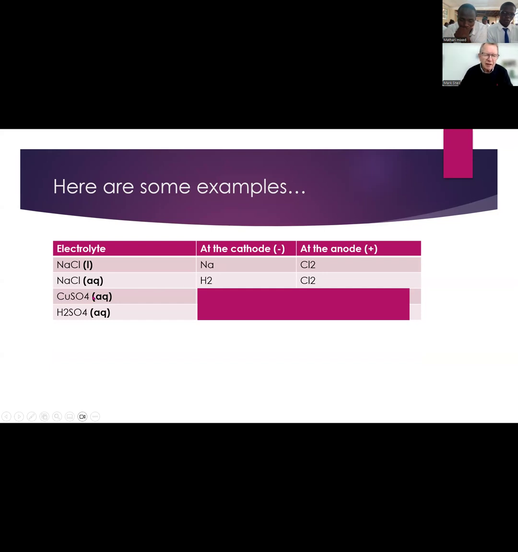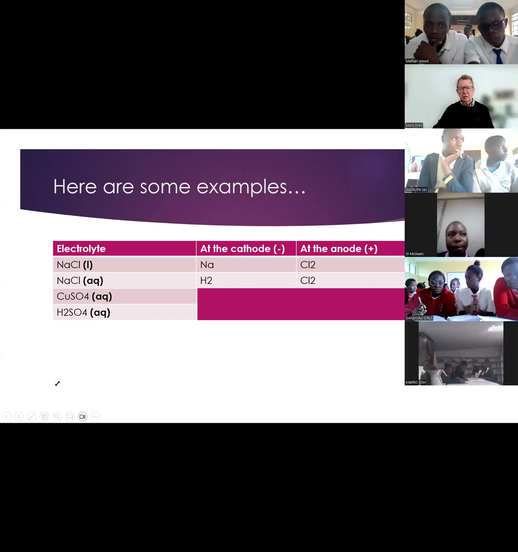What about copper sulfate, aq? Have a think for a minute. What do you think will be produced with copper sulfate in water? Copper is less reactive than hydrogen. What two chemicals will be produced? Anybody? What do you think will be produced?